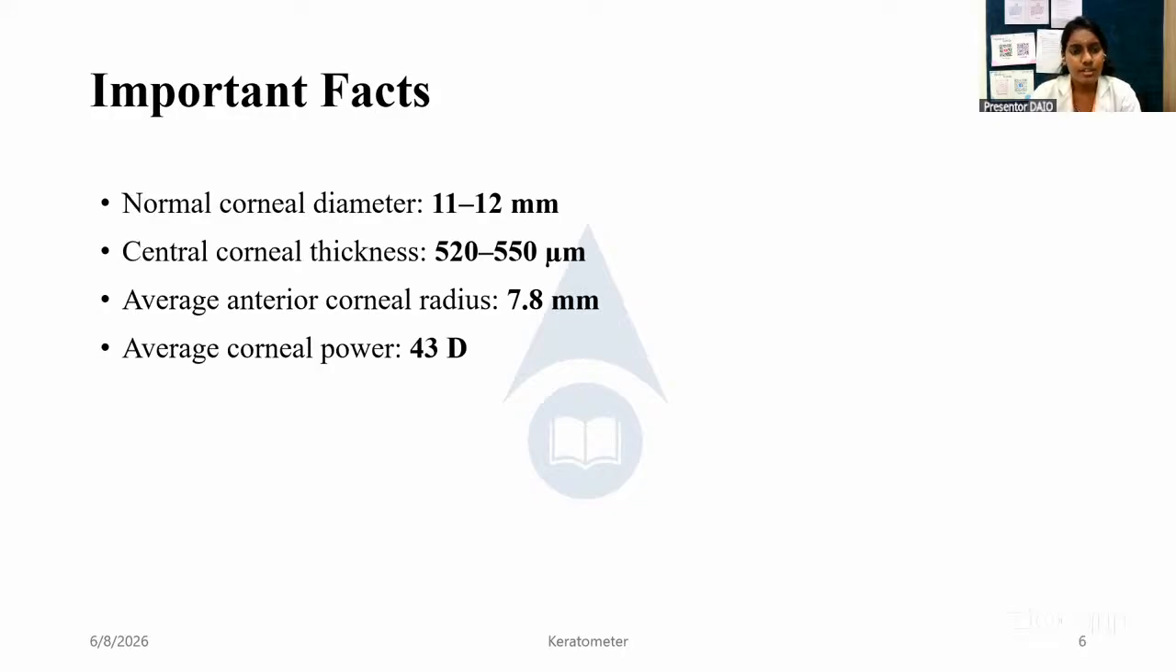Important facts. Normal corneal diameter ranges from 11 to 12 mm. Central corneal thickness is 520 to 550 microns. Average anterior corneal radius is 7.8 mm. Average corneal power is 43 diopters.